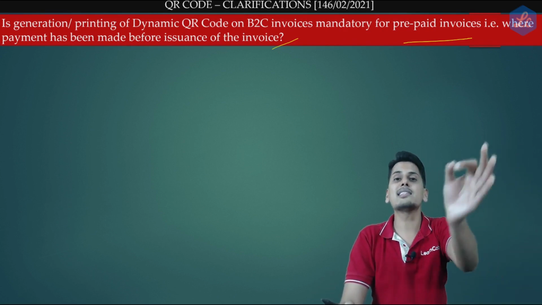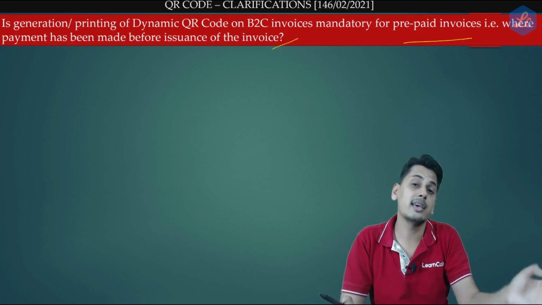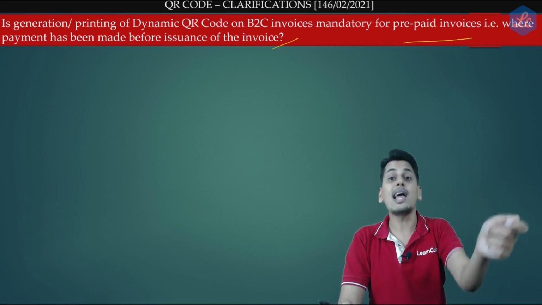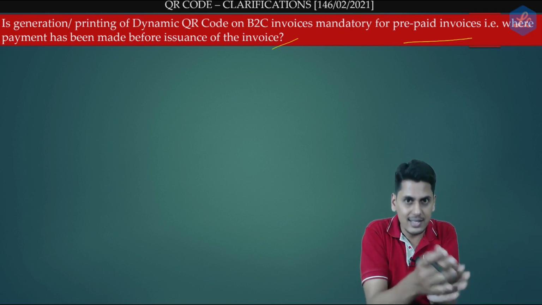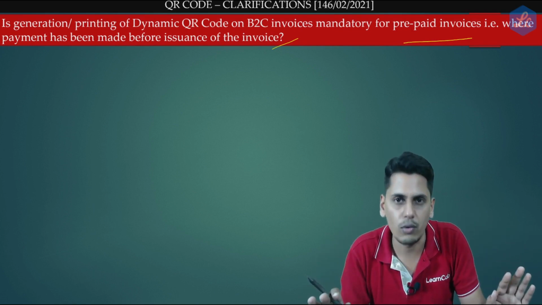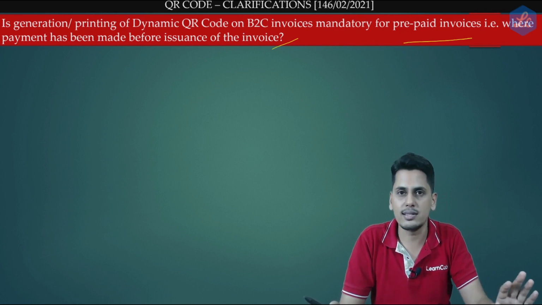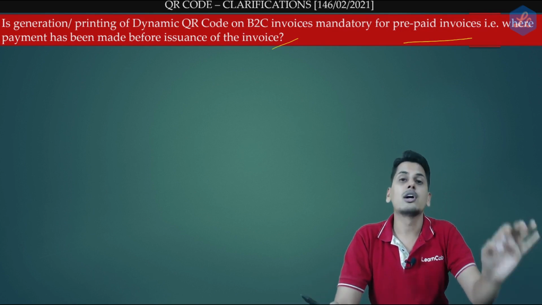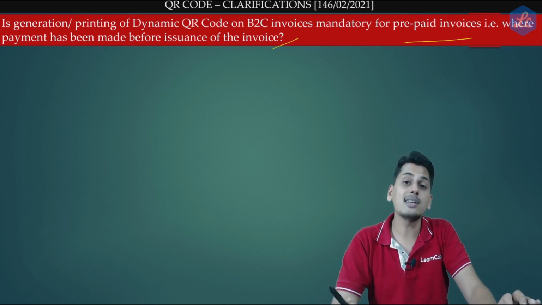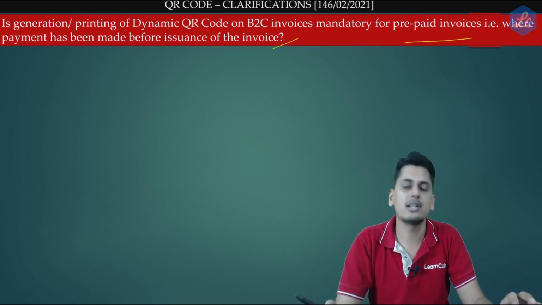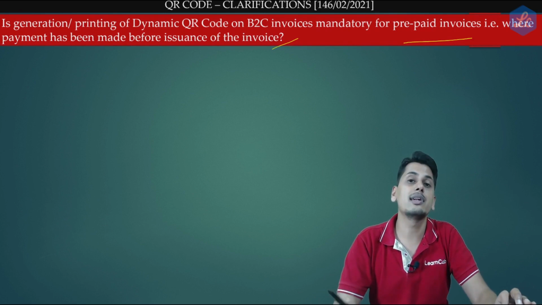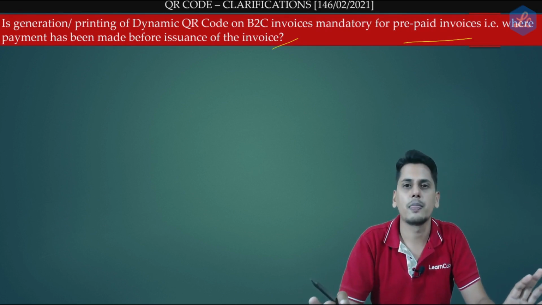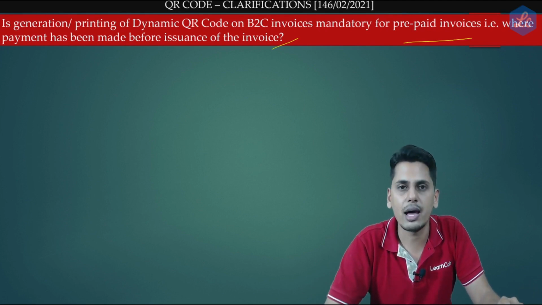However, in cases of prepaid invoices, where the invoice is printed only after the payment is received, you first receive the payment and then you print the invoice. In case of prepaid invoices, the dynamic QR code printing is not mandatory. Cross-reference of the transaction ID, or cross-reference of the date of the payment in case it is paid through cash, is sufficient. It is sufficient compliance of dynamic QR code.